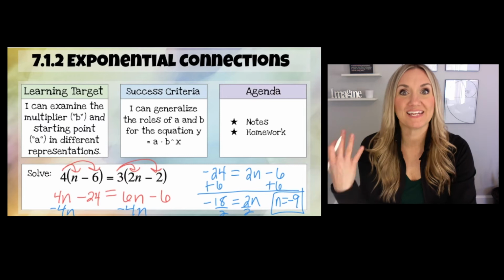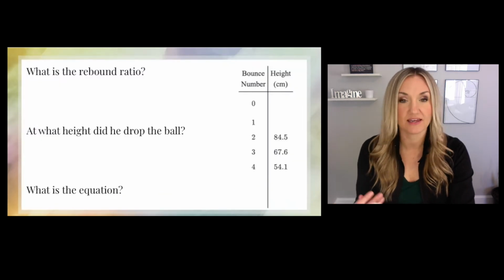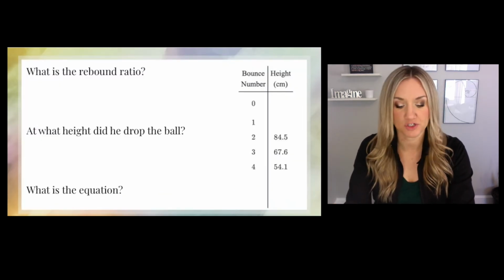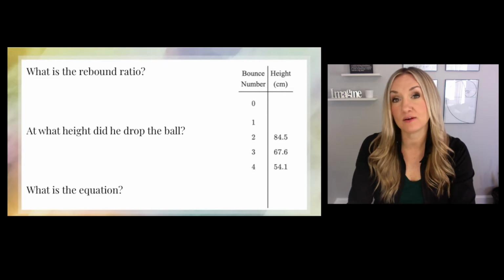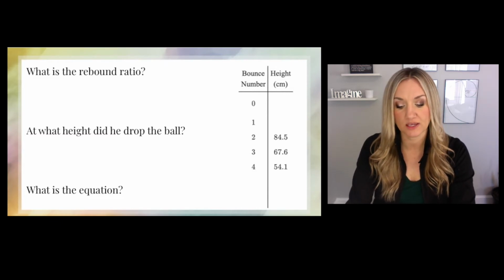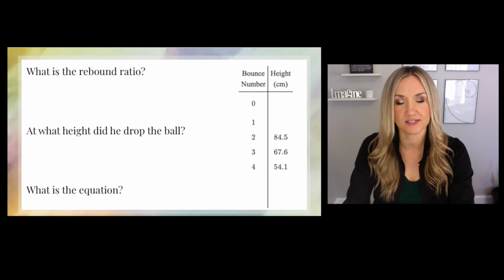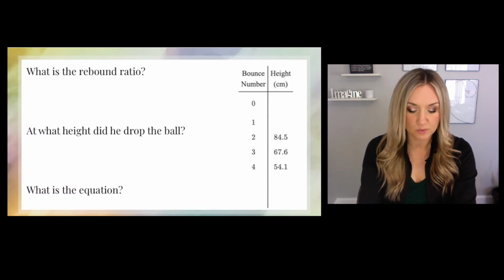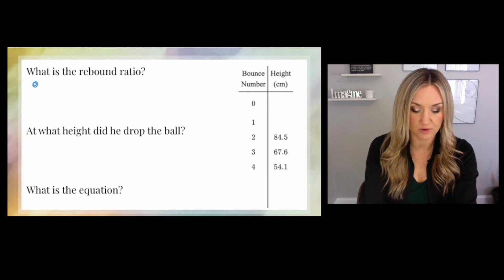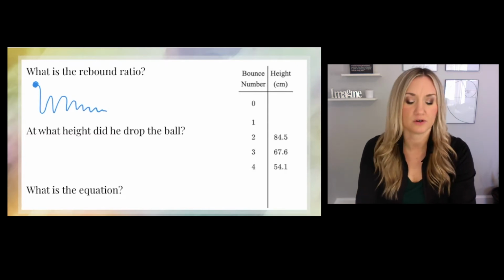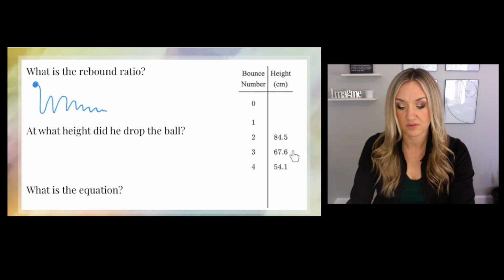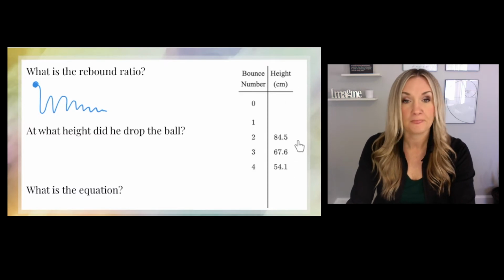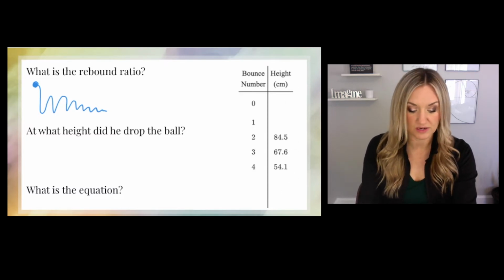Okay, so now let's go ahead and get into some exponential functions. If you notice on the right-hand side, we have a table, and that table is looking at the bounce number and the height. And the first question is asking, what is the rebound ratio? So what's happening is that we have some sort of a ball here, and it's being dropped, and it's going to bounce. And as it's bouncing, it's going to keep getting smaller. As you notice, the numbers for the height, they are getting smaller. So we would like to find what that rebound ratio is.